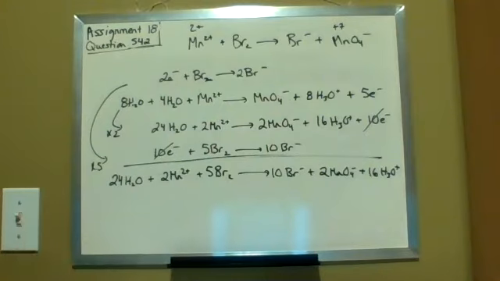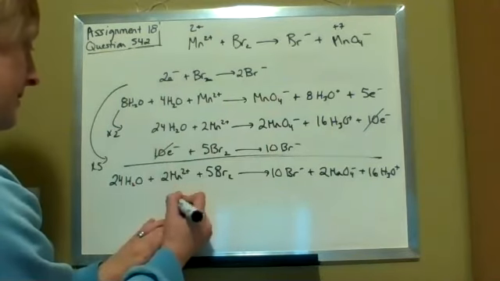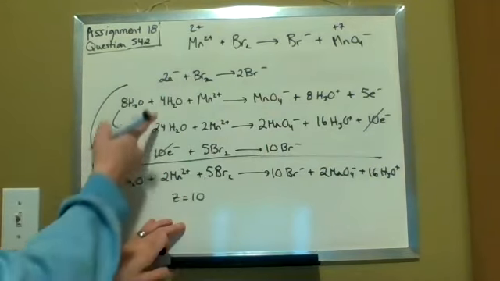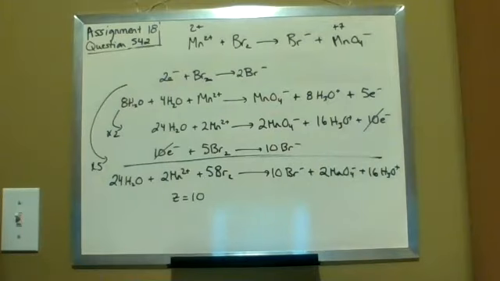In this case here, the only other thing you need to know for the rest of it is that Z is going to equal 10. You have 10 electrons in your balanced equation up here. And I think you should be good to go with that. Now let's look at the balancing of C.